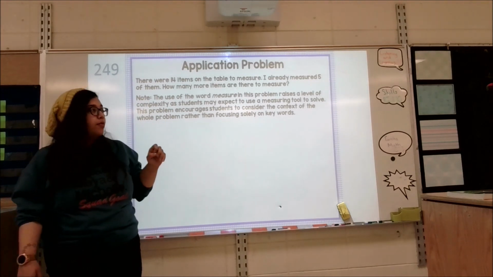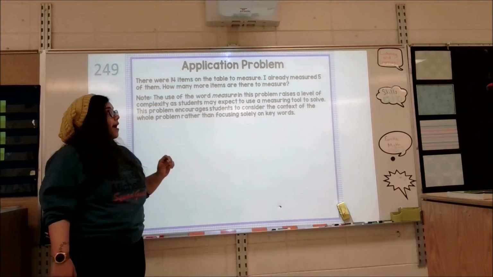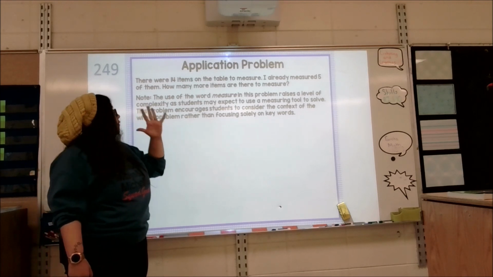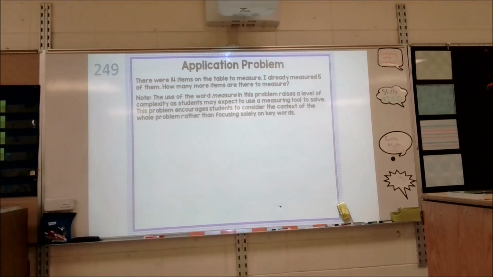All right, here we go. One more time, we'll read it. There were 14 items on the table to measure. I already measured 5 of them. How many more items are there to measure? All right, go ahead.